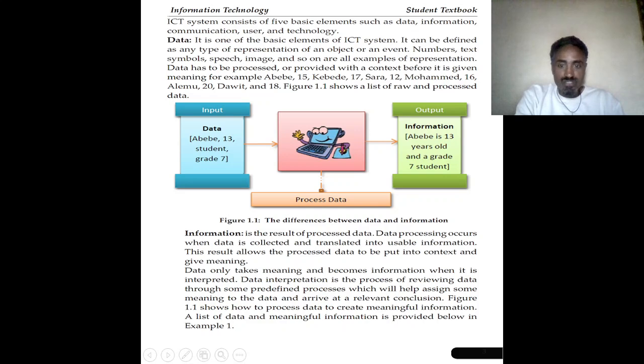Data interpretation is the process of reviewing data through some predefined process which assigns some meaning to data and arrives at a relevant conclusion. We have to process data to get the right information.